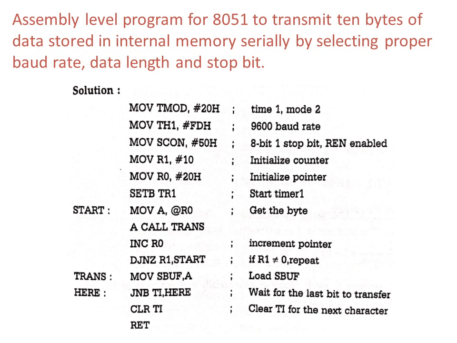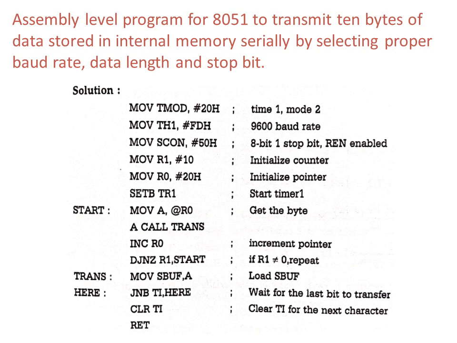So again checking whether the transmission is completed or not with the instruction JNB TI, here, or else it will be looped here only. So once it sets, that means the transmission is completed, then clear TI flag, then return back to the original place. So again it will move to the next instruction after ACALL TRANS, that is INC R0.